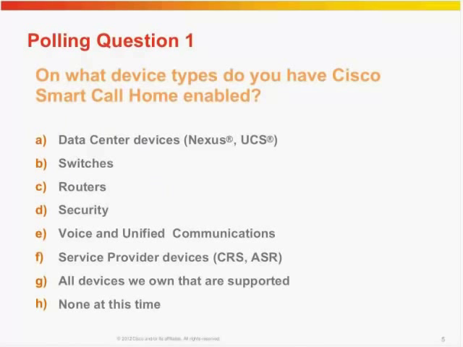Let's get started with today's event, and we'll start off with our first polling question. On what device types do you have Cisco Smart Call Home enabled? A, data center devices, such as Nexus or UCS. B, switches. C, routers. D, security. E, voice and unified communications. F, service provider devices, such as CSR or ASR. G, all devices we own that are supported. Or H, none at this time. Please take a moment to answer.